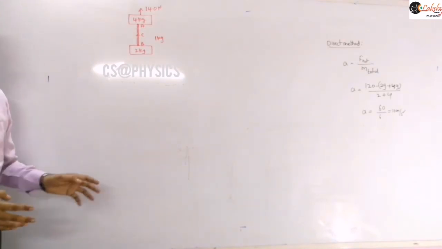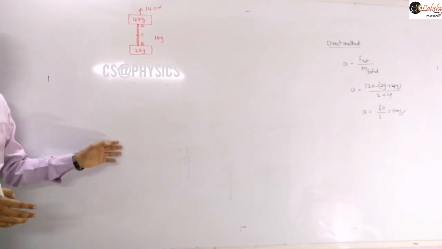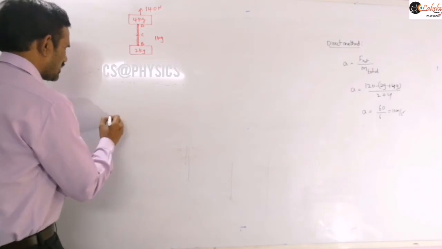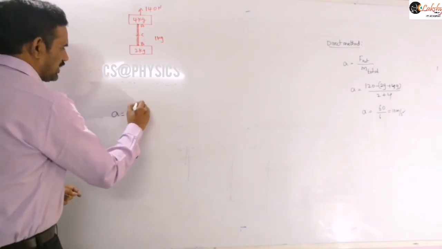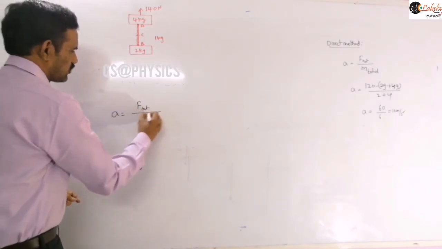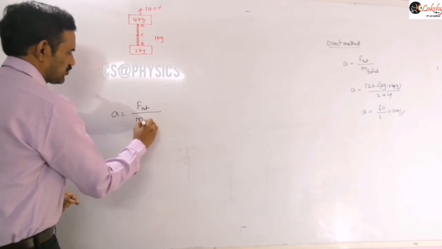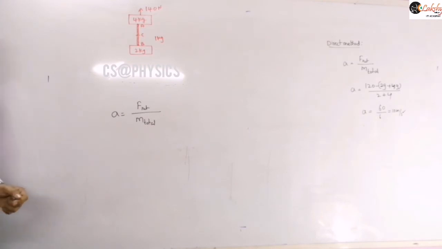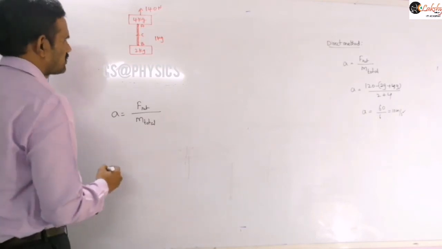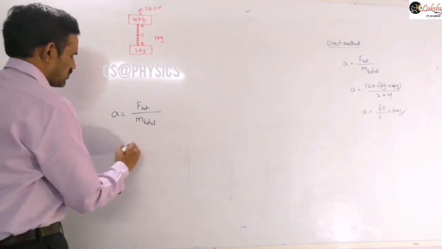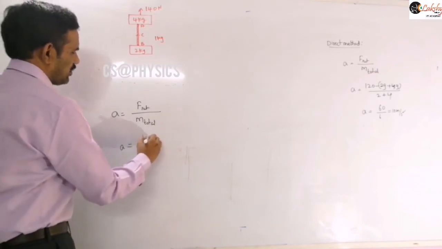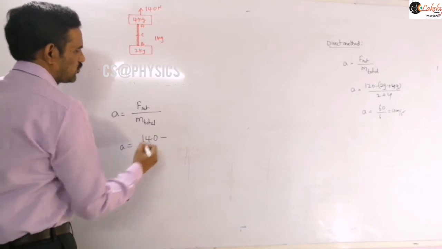So is it clear? Now I am going to write the acceleration by using our direct method here. The acceleration is nothing but net accelerating force by total mass in motion. Net accelerating force by total mass in motion. So then this value we can write as net pulling force is 140 newtons.